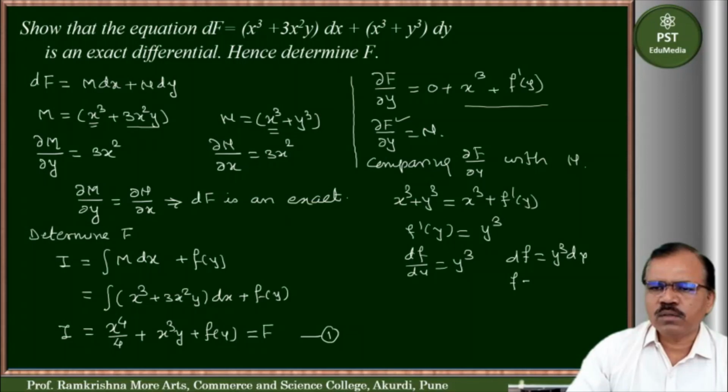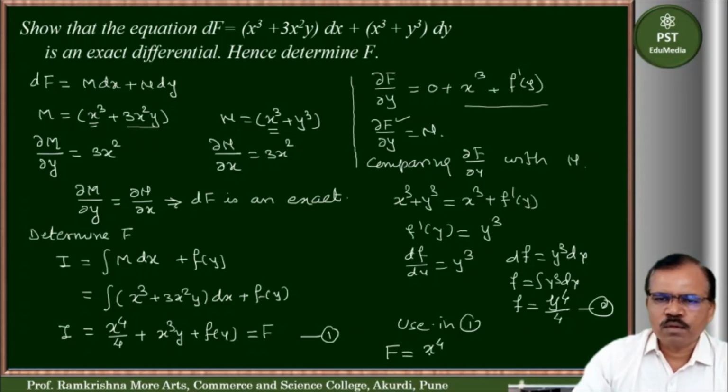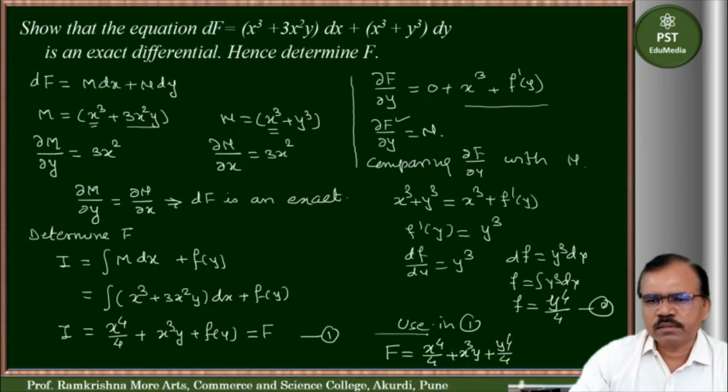So f is equal to the integration of y cube dy. So we get f is equal to y raised to 4 by 4. So we got f of y, that is y raised to 4 by 4. So using equation 1, we get f is equal to x raised to 4 by 4 plus x cube y plus f of y, which is y raised to 4 by 4. So this is the function.